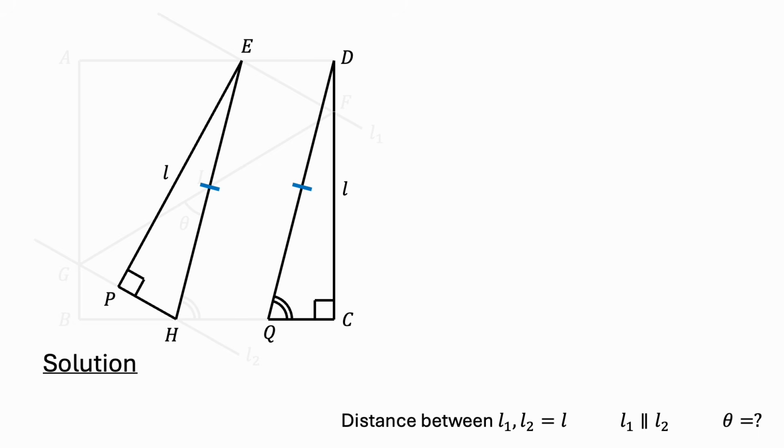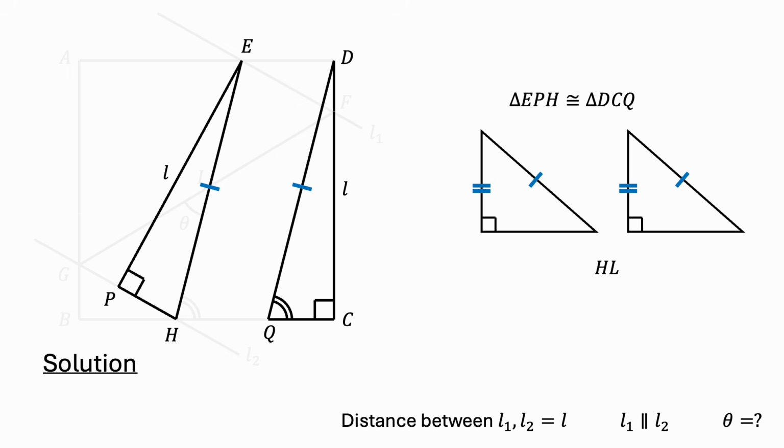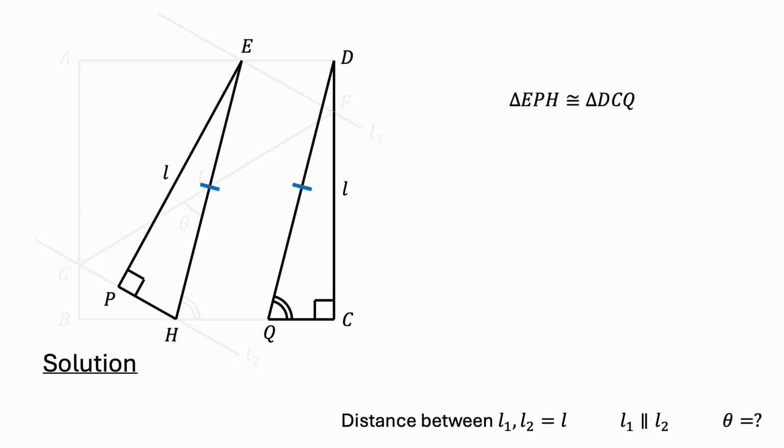Next, consider triangle EPH and triangle DCQ. We claim that triangle EPH is congruent to triangle DCQ. Since angle EPH equals angle DCQ equals 90 degrees, EP equals DC equals L, and EH equals DQ, the two triangles are congruent by HL. Since angle PHE and angle CQD are corresponding angles in congruent triangles, we have angle PHE equals angle CQD.